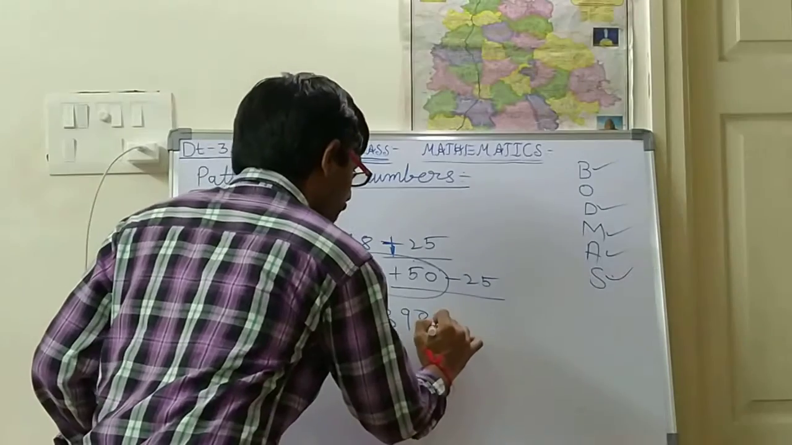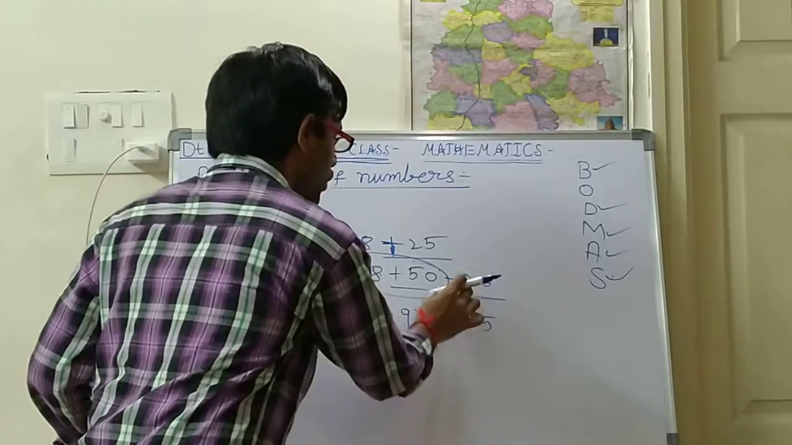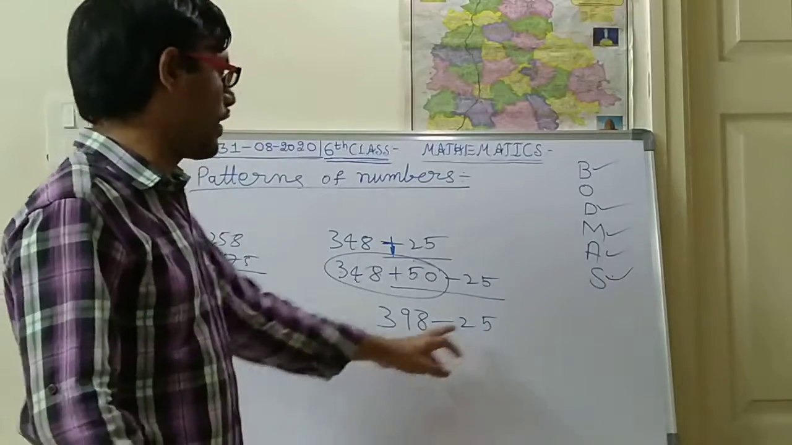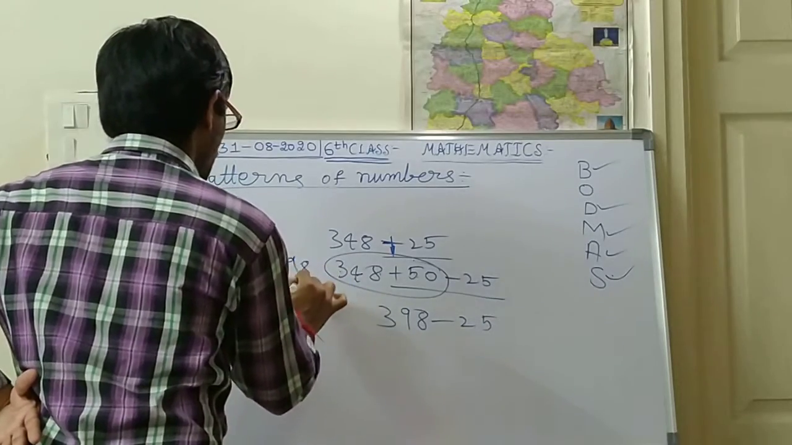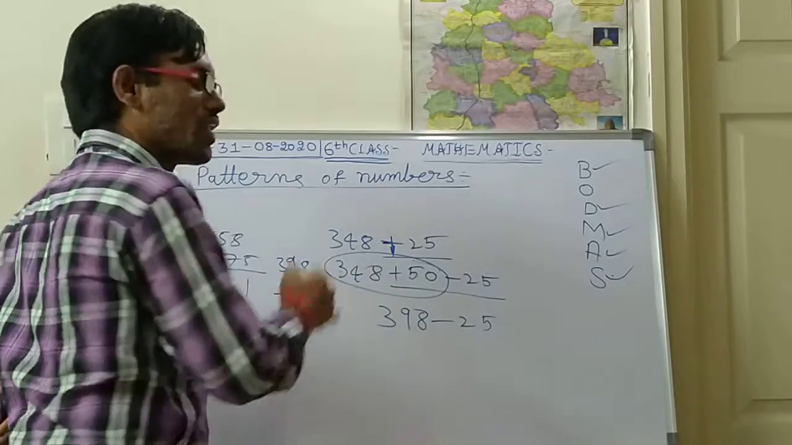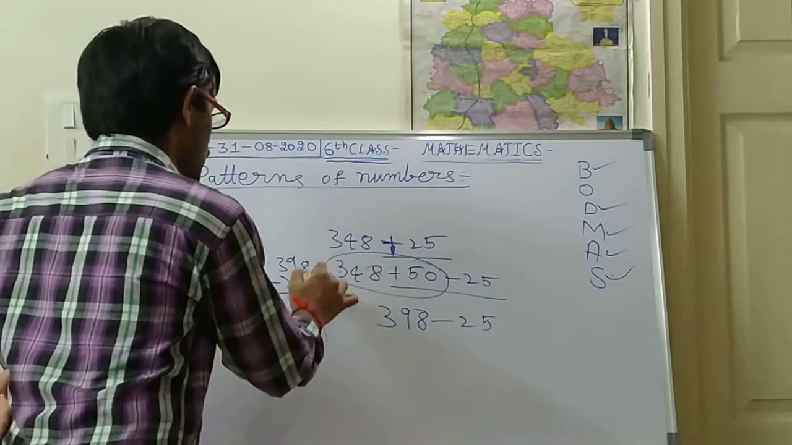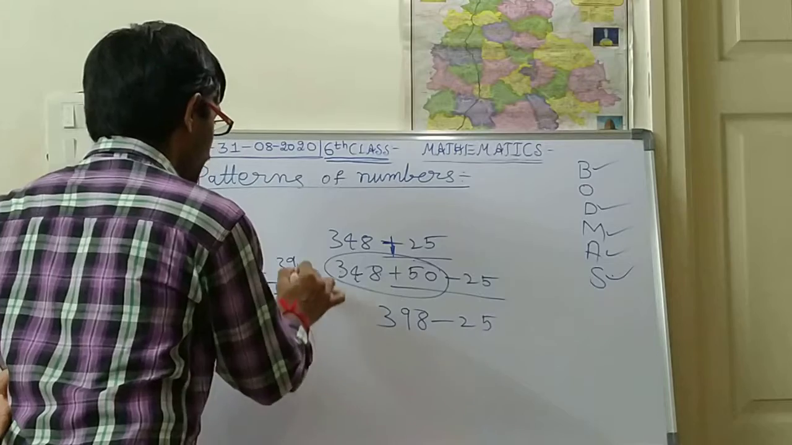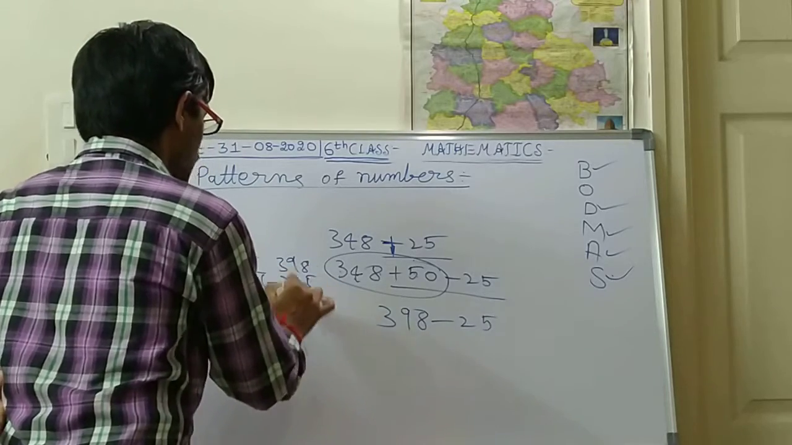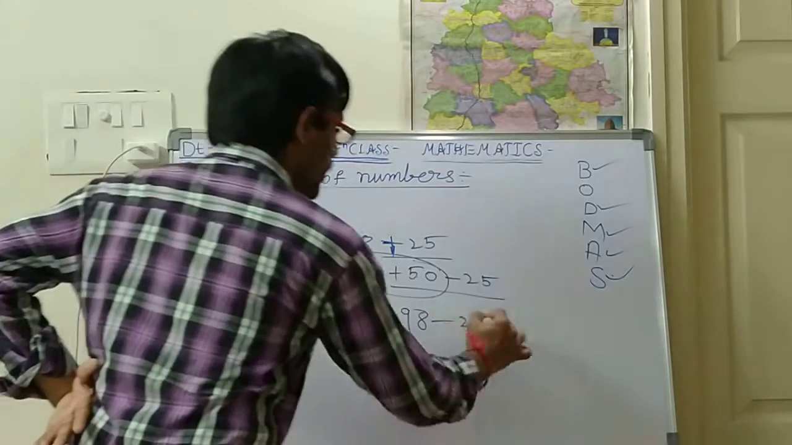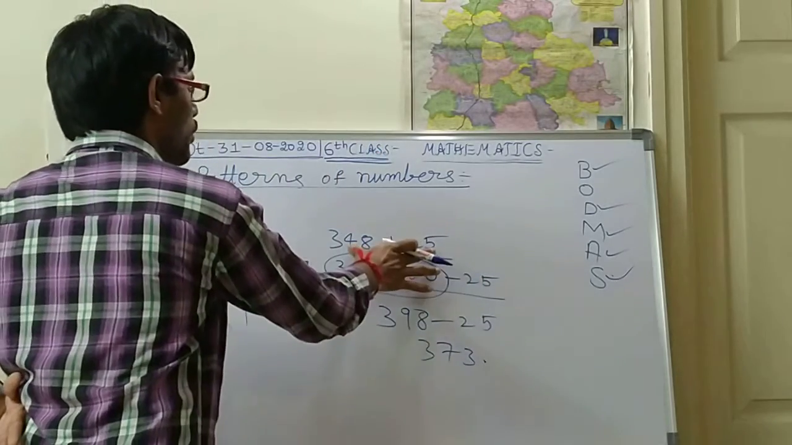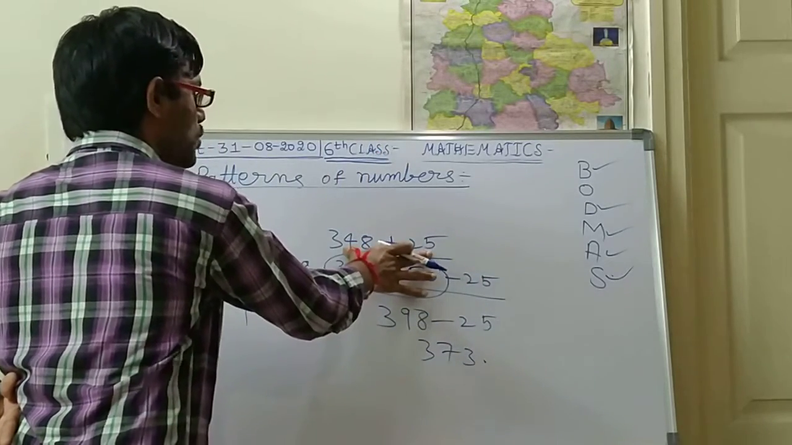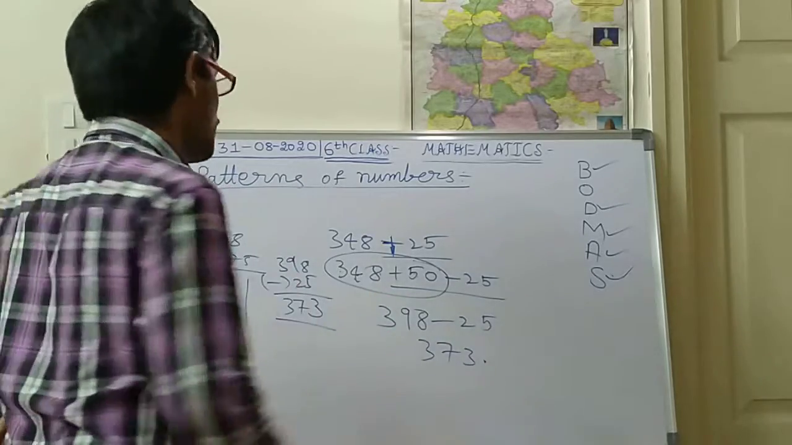So 398 minus 25. Now subtraction is there. So 398 minus 25 you do. So what is the result? 8 minus 5, 3. 9 minus 2, 7, 3. Okay, 373 is the answer. Suppose if you add these two also, you will be getting this same answer only.